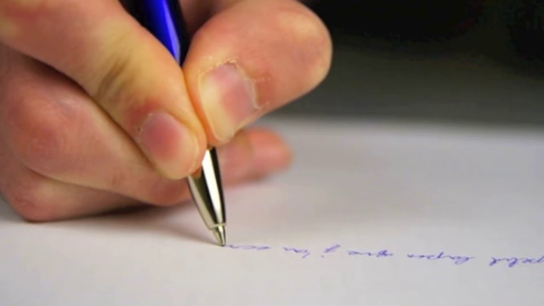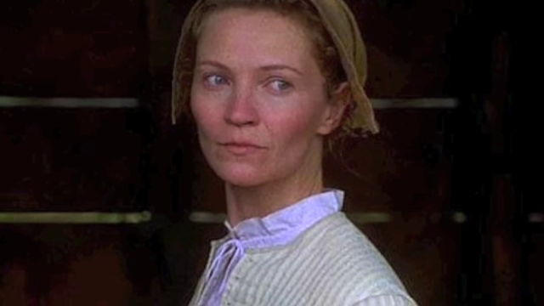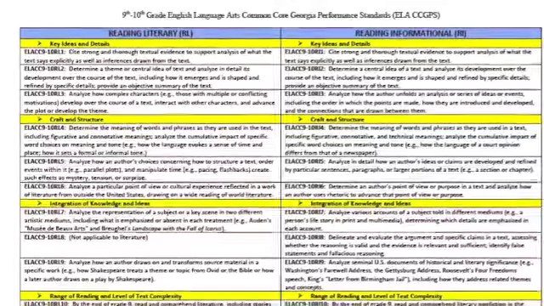Your assignment is to compare and contrast the roles that Elizabeth Proctor and Abigail Williams play in The Crucible. Now you know the standards that you have, so get to writing.